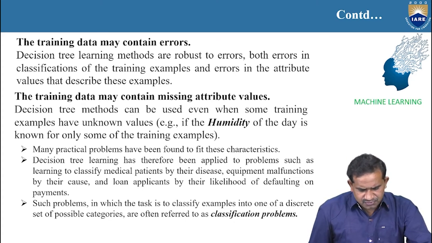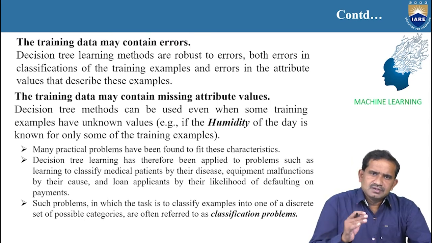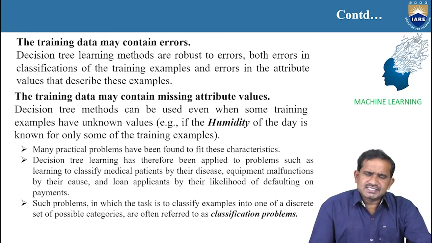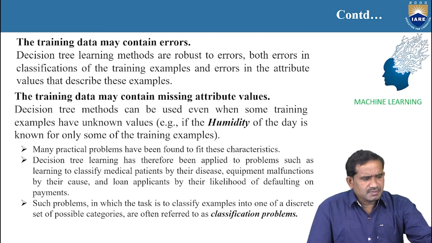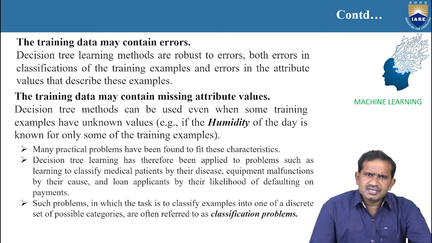Right. Decision tree learning has therefore been applied to problems such as learning to classify medical patients by their disease, equipment malfunctions by their cause, and loan applicants by their likelihood of defaulting on payments. This means the decision tree has many applications in different areas. For example, classify medical patients by their disease. Based on patient diseases and some parameters, some patients belong to one specific disease, and some other patients belong to another disease.